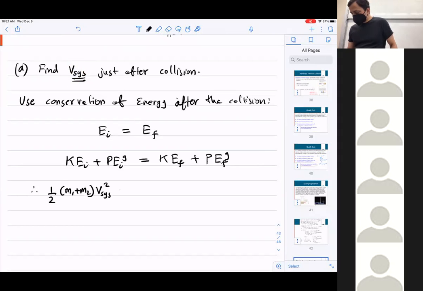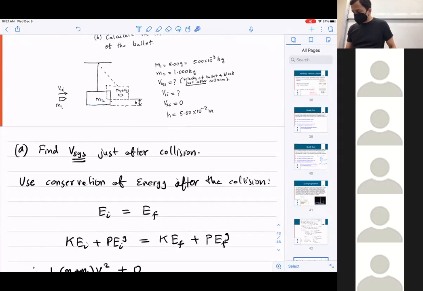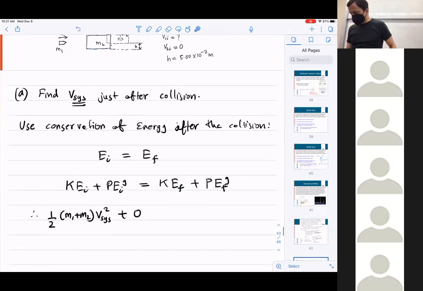Plus, what is the initial potential energy? Well, we could just choose our y equaling 0 right over here. So therefore, it has no initial gravitational potential energy. Remember, gravitational potential energy is mgy. So if I just choose my y equaling 0 when the block is at the bottom, then the initial potential energy is 0. And then what is the final kinetic energy?